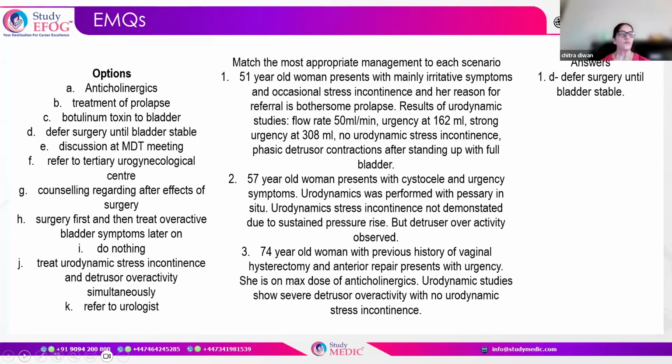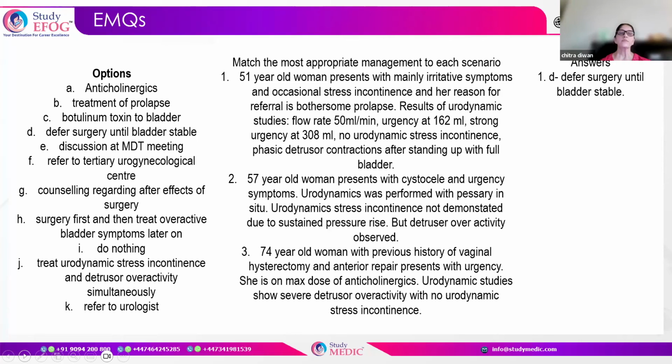Okay. So the best option, remember that whenever you are having an overactive bladder or the detrusor is not very stable, you will not do any surgery unless the bladder becomes stable or you have treated the overactive bladder. Only after that, you will offer some kind of surgery. So the best option for her is defer surgery until the bladder becomes stable. Okay.